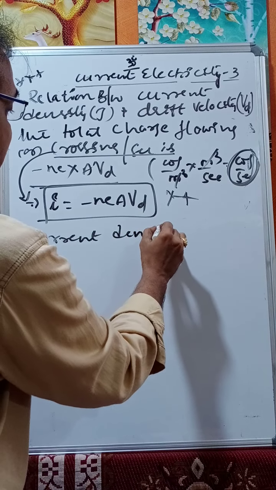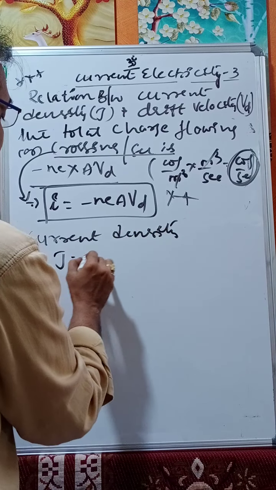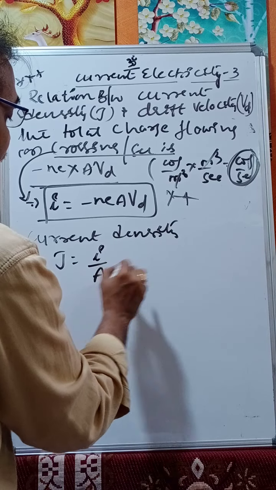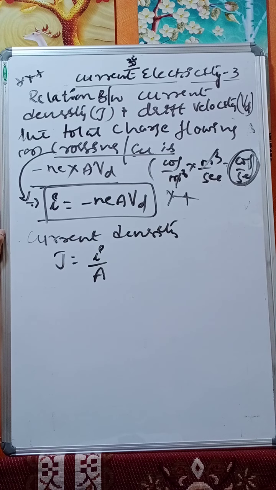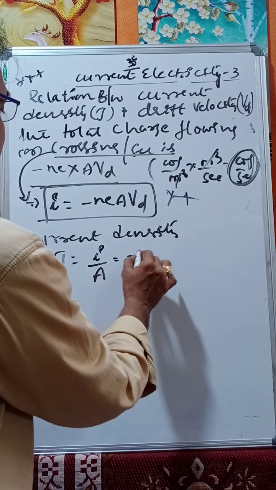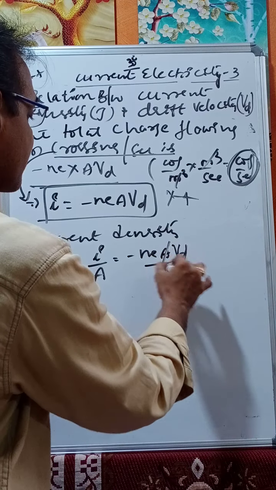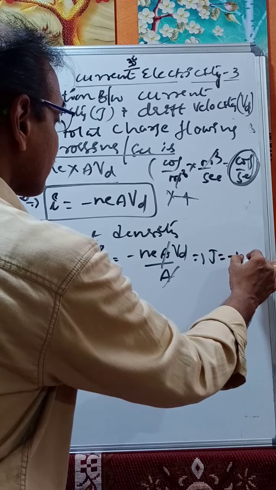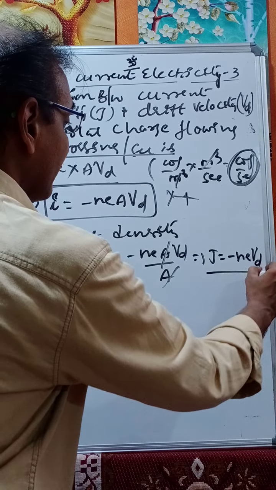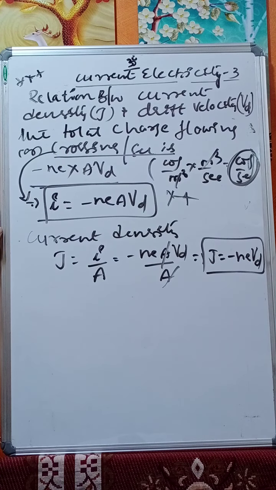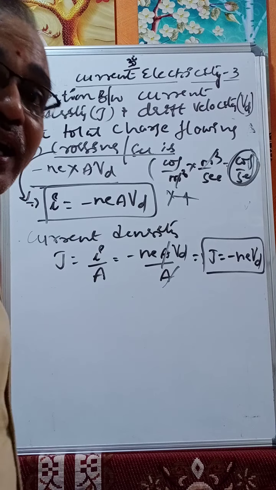Current density J, as I have explained, is current per unit cross-sectional area. J is equal to I by A, which equals minus NeAVd by A. This implies J is equal to minus NeVd.